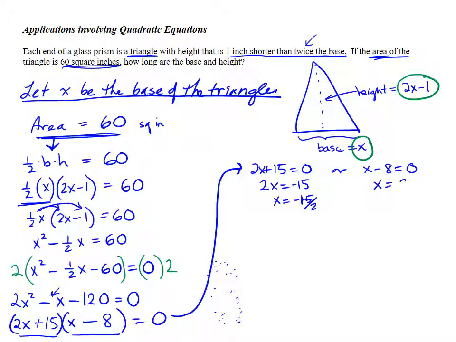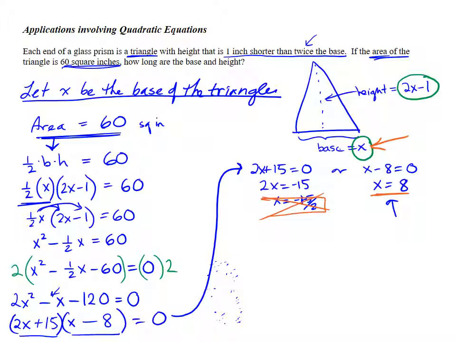or x equals 8. Now, once again, it's really important to remember that x is something physical. It's the base of the triangle. You can't have a negative base. That doesn't make sense. So our only answer that's going to make sense here is the positive 8. So our result here is going to be that x is equal to 8, and 8 is the base.